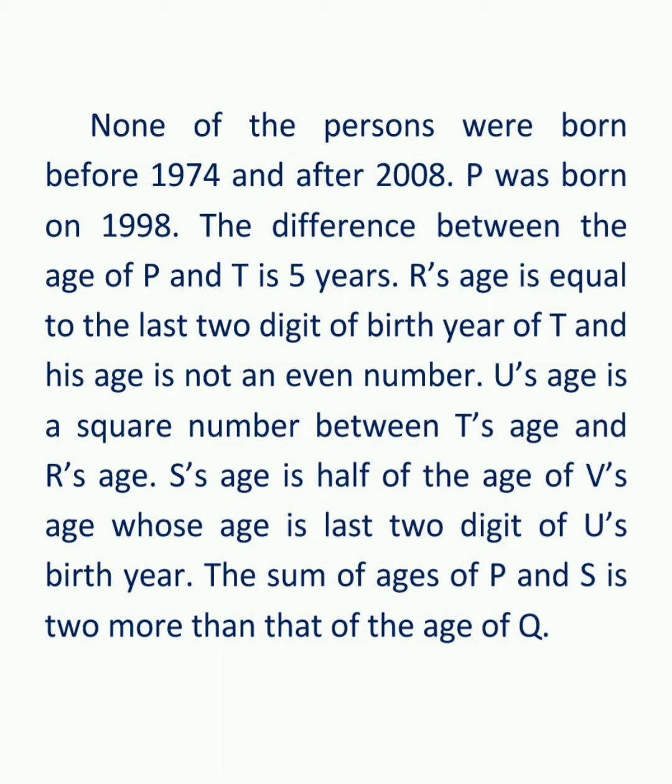P was born in 1998. The difference between the ages of P and T is 5 years. R's age is equal to the last 2 digits of the birth year of T, and his age is not an even number. U's age is a square number between T's age and R's age. S's age is half of V's age, whose age is the last 2 digits of U's birth year. The sum of the ages of P and S is 2 more than the age of Q.